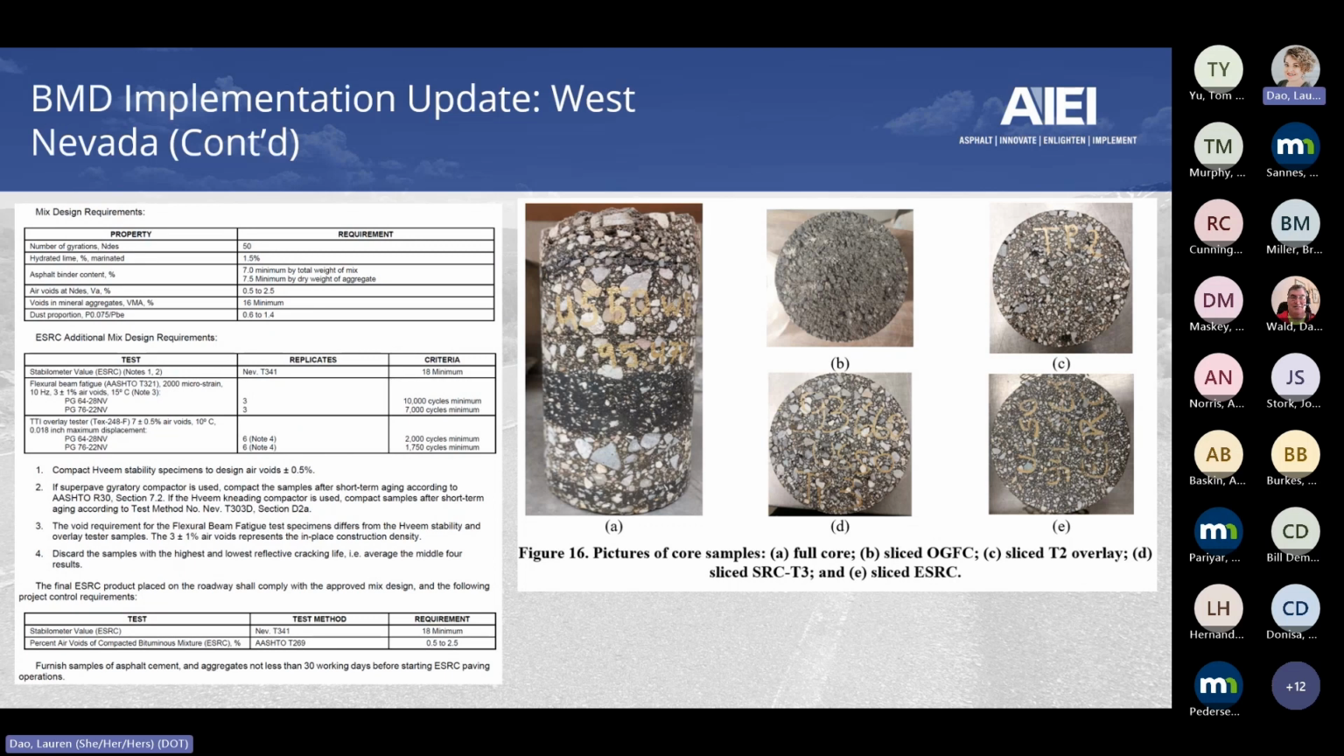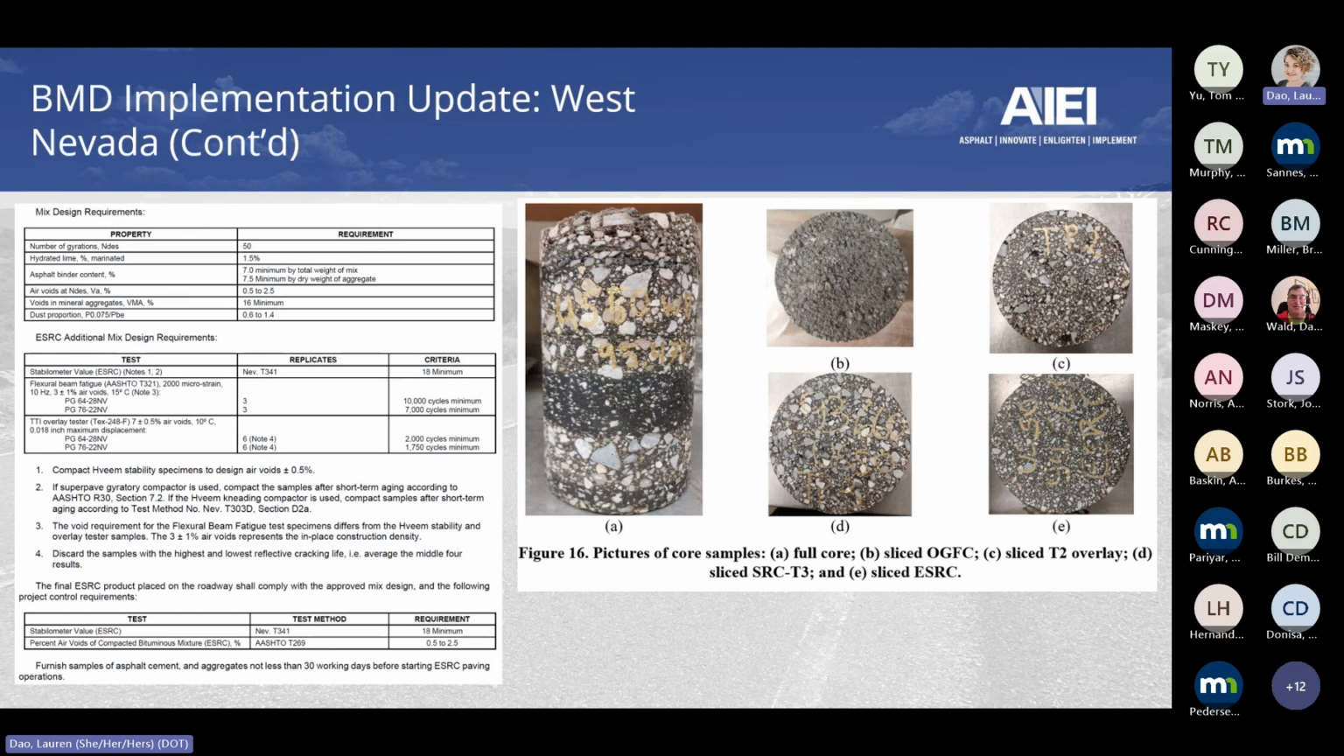0.5 to 2.5% airport. So they're very rich, right? That's why there is a stability test to make sure that they're still stable under equipment constructions and under traffic. And it's been successful. So this is a picture over here. This is the core for the field.